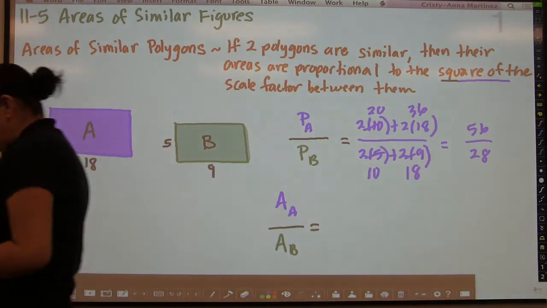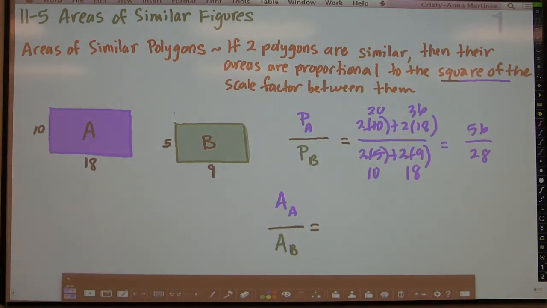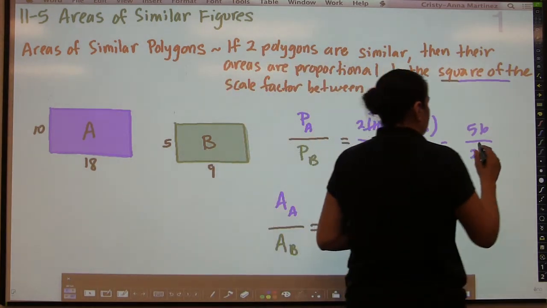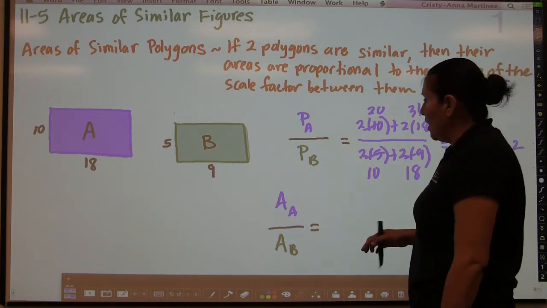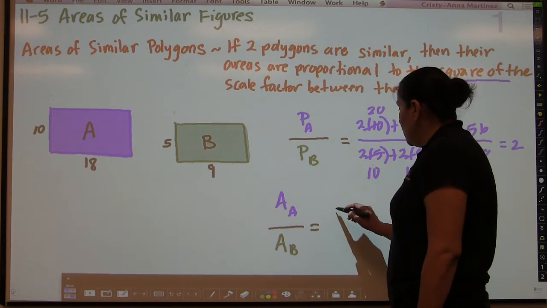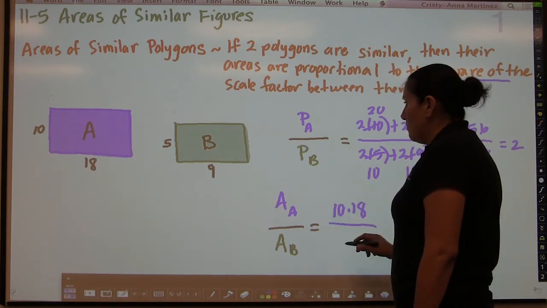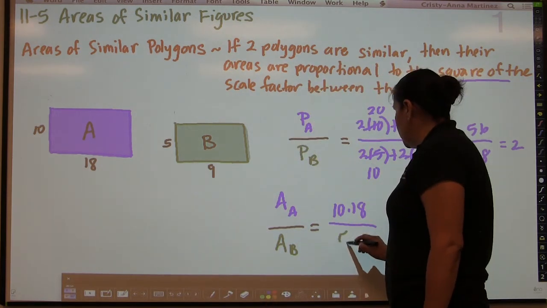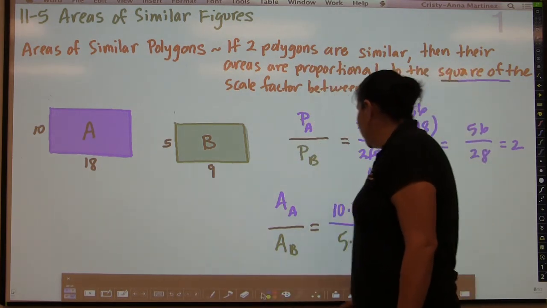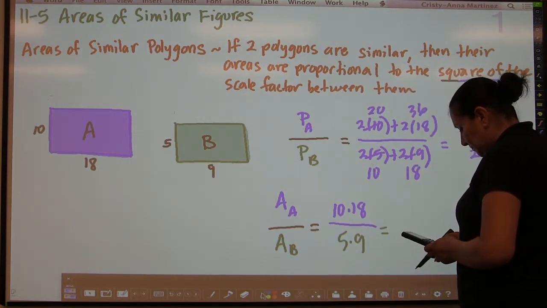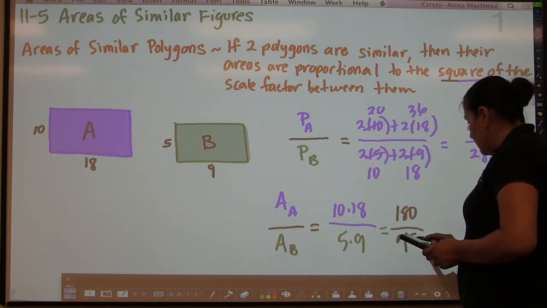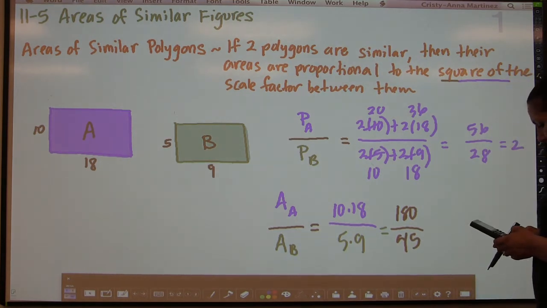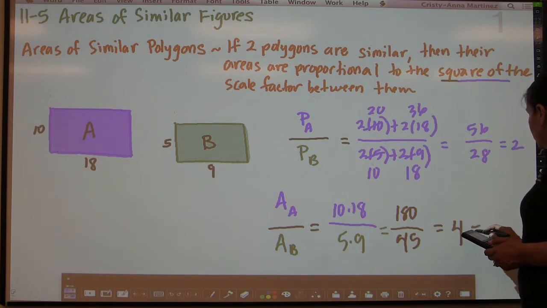And if you take the ratio of 56 to 28, you get 2. Alrighty? But when we do areas, we have to go length times width. So for the top you would get 10 times 18, and on the bottom you would have 5 times 9. 10 times 18 is 180, and 5 times 9 is 45. And 180 divided by 45 is equal to 4, which is 2 squared.